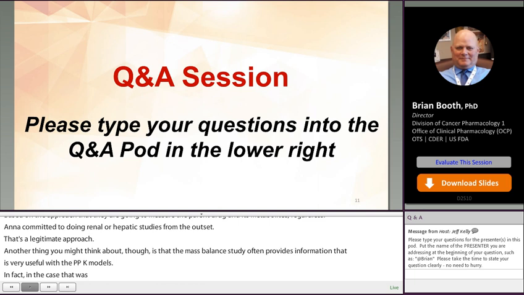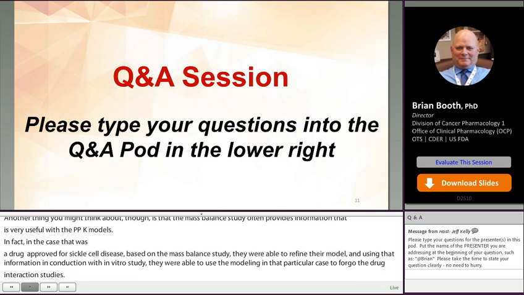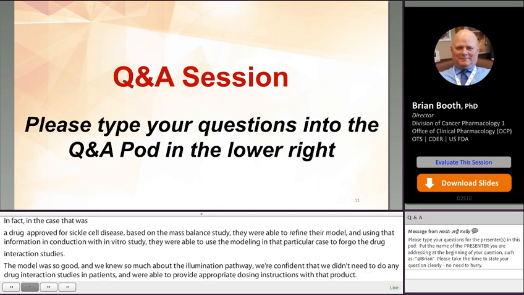So the model was so good, and we knew so much about the elimination pathway that we were confident in that modeling, such that we didn't need to do any drug-drug interaction studies in patients, and we were able to provide appropriate dosing instructions in the labeling for that product. And that was an exception, I have to say. But yeah, that's another consideration you might want to think about as you move forward with your product.